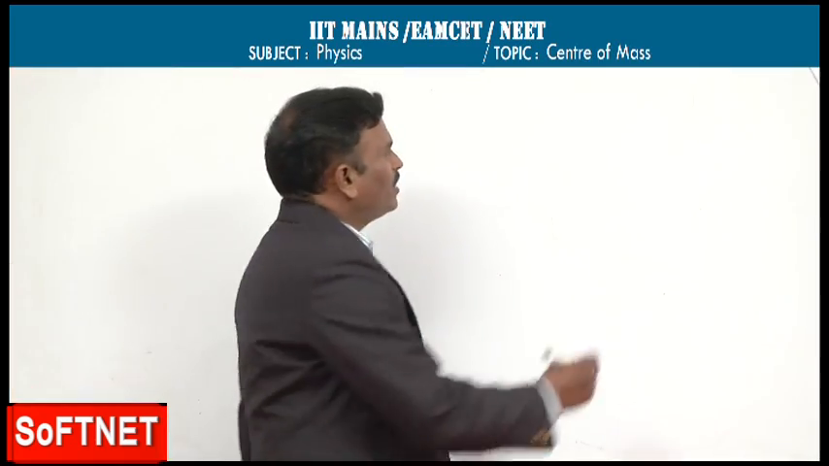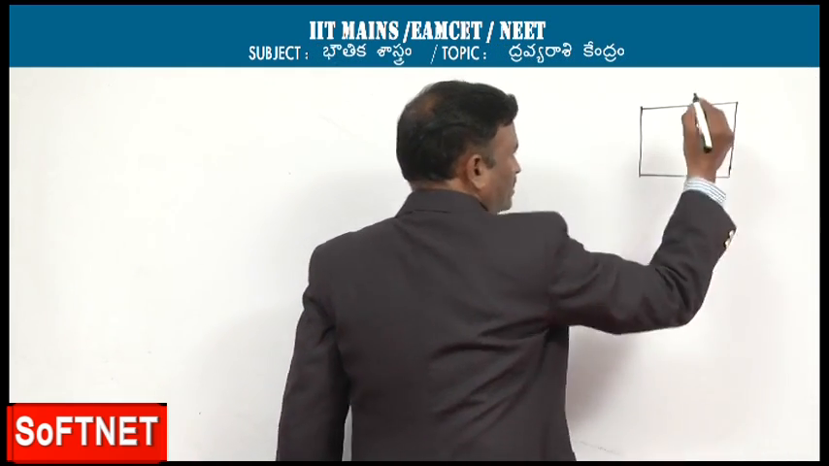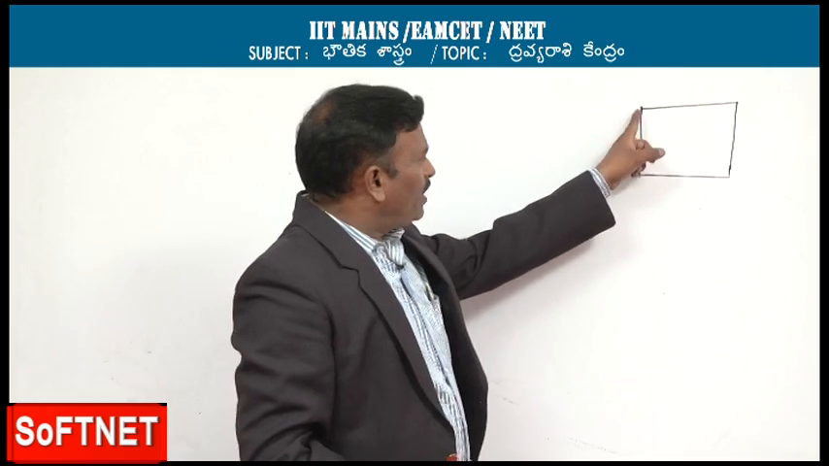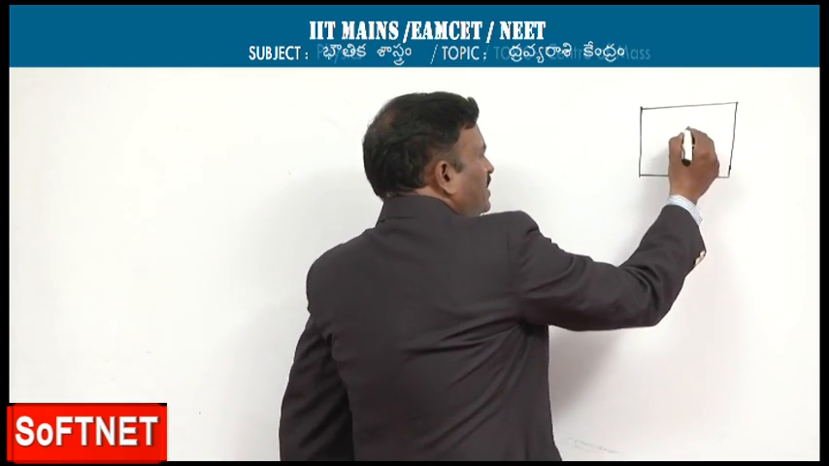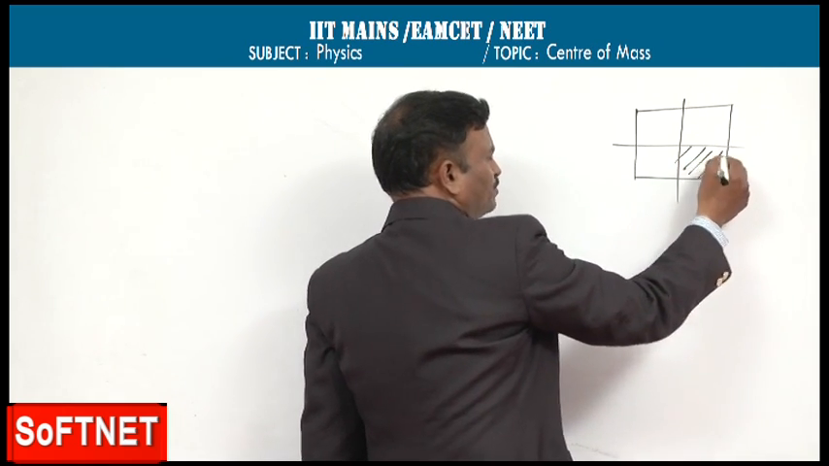Shift in center of mass of a square plate. In a square plate, a part is removed and the center of mass will shift. Assume that this portion is removed.